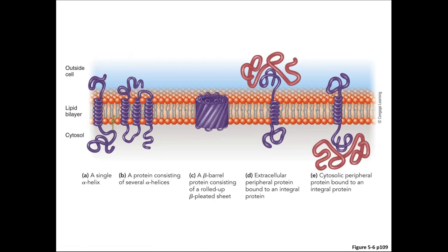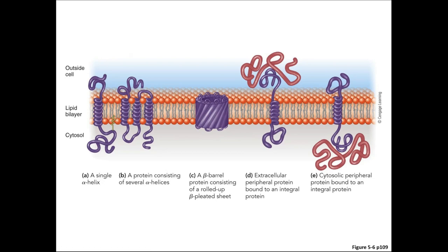We have here the alpha helix. This is an example of a single alpha helix. If you recall from chapter 3, there is a very detailed structure of alpha helix proteins, with the hydrophobic amino acids forming the alpha helix and the side chains projecting out from the helix into the hydrophobic regions.